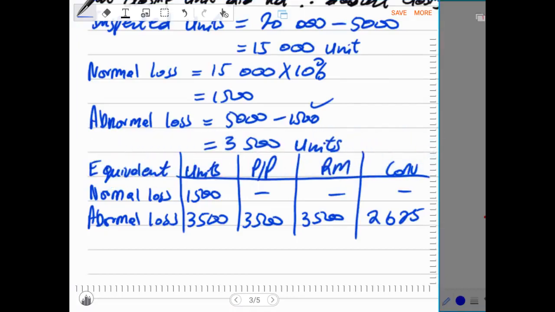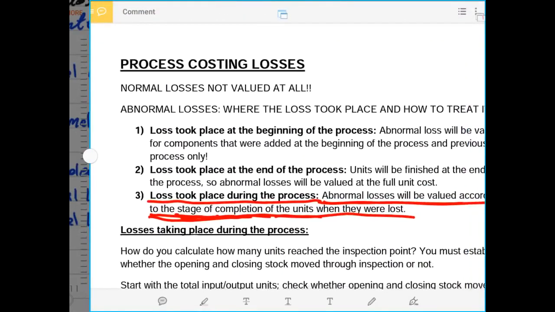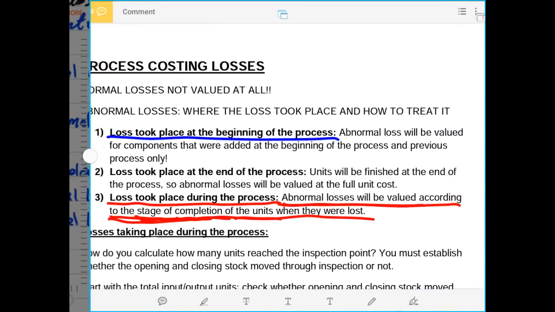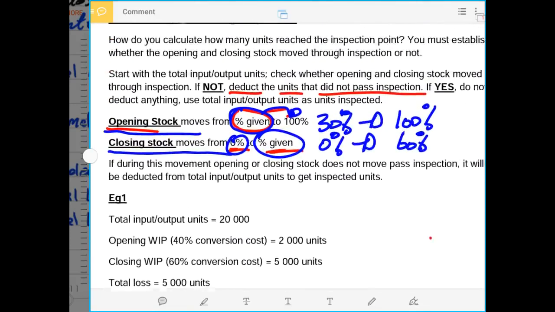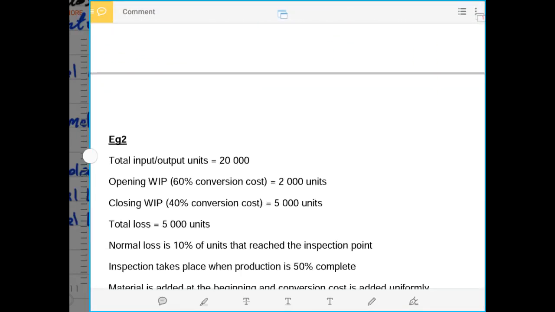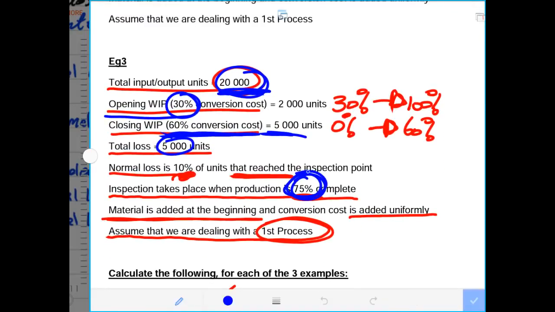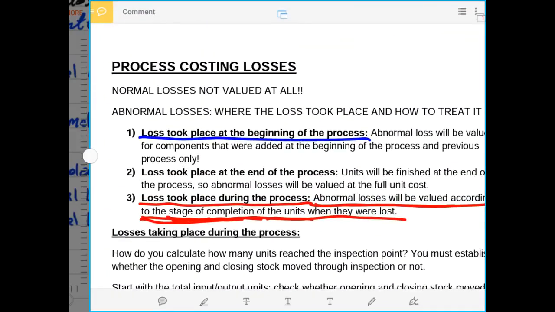Just to be mindful of the last part in terms of the normal loss, I explained everything. This exercise starts here in terms of theory, and it says losses took place at the beginning of the process. Remember, we've been dealing with the loss that took place when the units were 50% complete, and the last one when the inspection was 75%. So we're dealing with the loss that took place during the process.